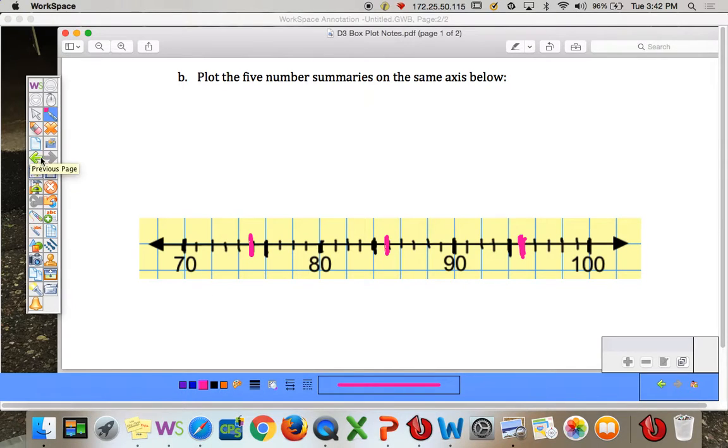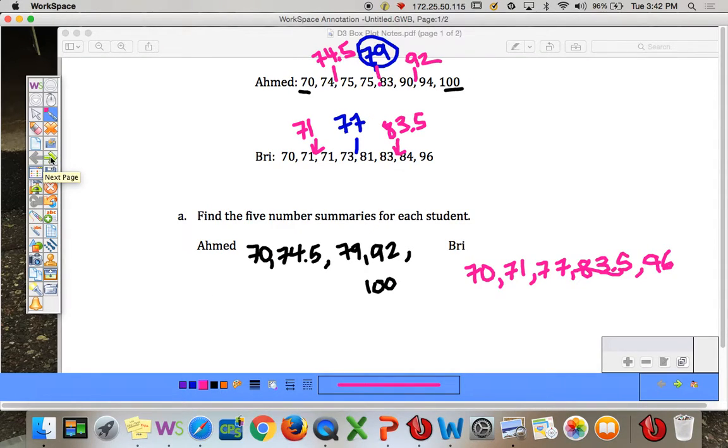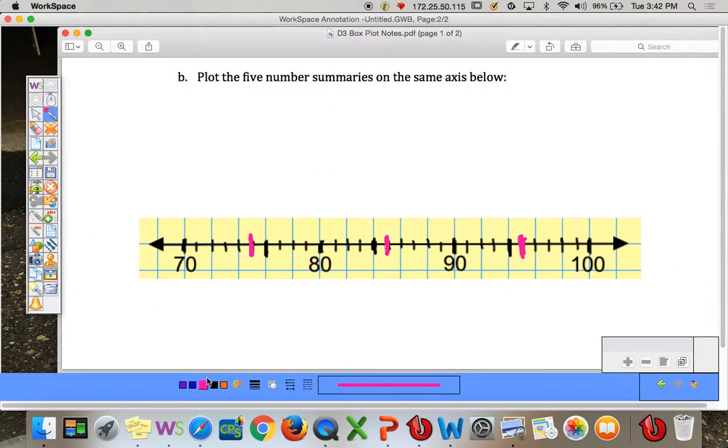And if we take a look at the 5-number summary, let's do Ahmed's first in black. We have 70 is the min. So let's put a dot at the min. Q1 is 74.5, so I'm going to find 74.5 and put a line. 1, 2, 3, 4.5. And then his median was 79, so I'm going to find 79.